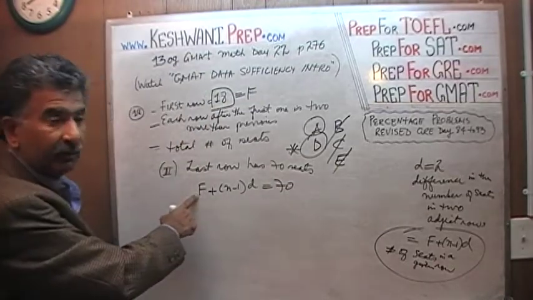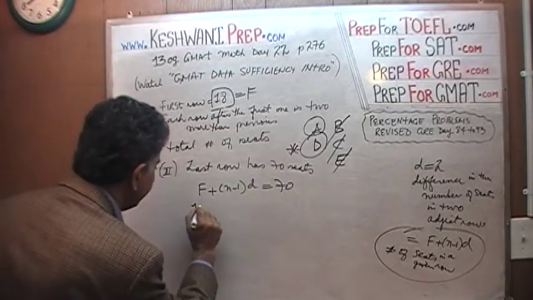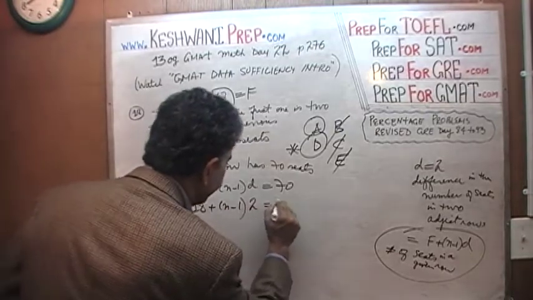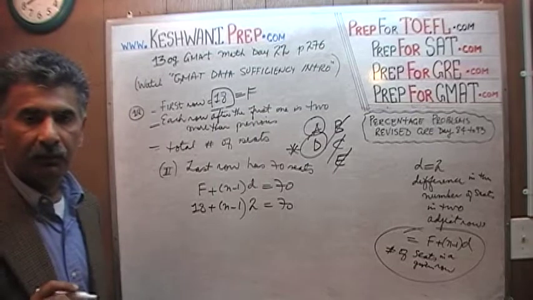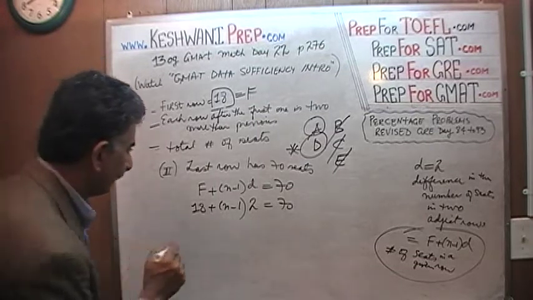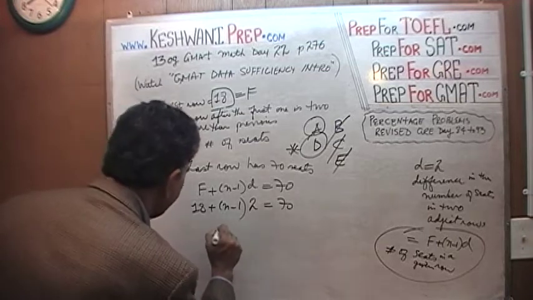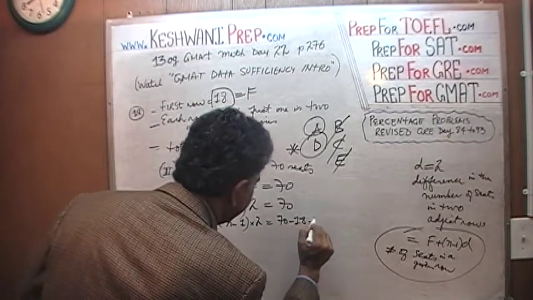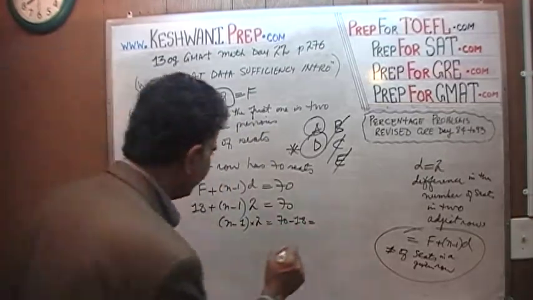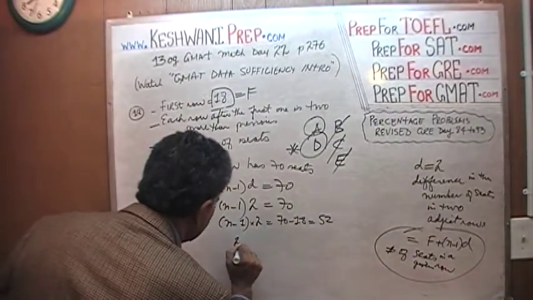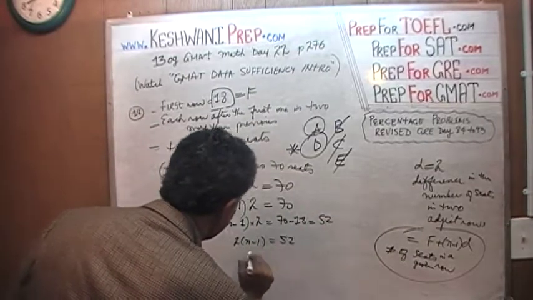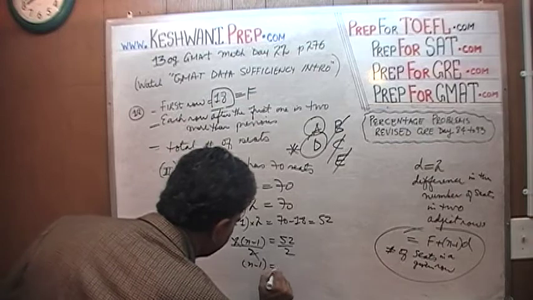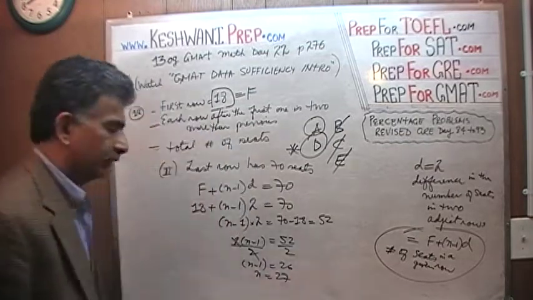We know what F is. F is the number of seats in the first row, which is 18. Let's put it in here: 18 plus n minus 1 times 2, which is the difference in each row. Let's solve for n, the number of rows in the theater. Subtract 18 from both sides. So n minus 1 times 2 equals 70 minus 18, which is 52. So 2 times n minus 1 equals 52. Let's divide both sides by 2, and n minus 1 equals 26. Therefore n equals 27. What do you know?